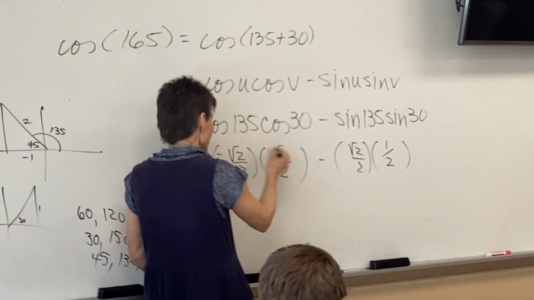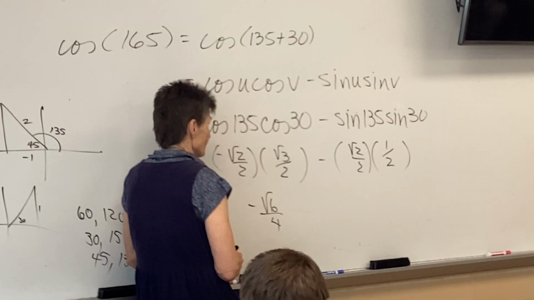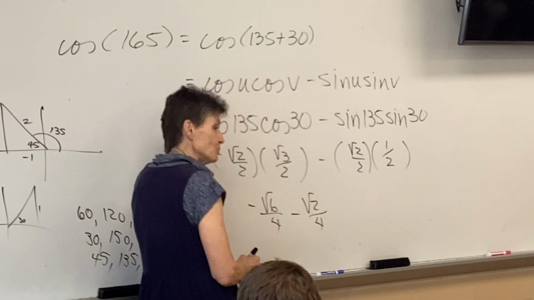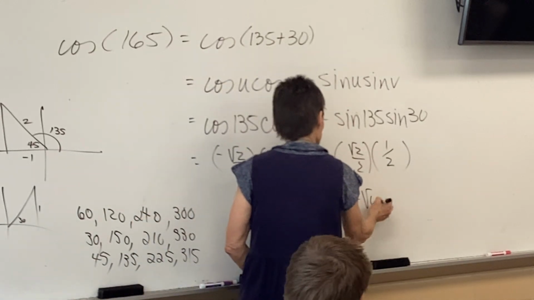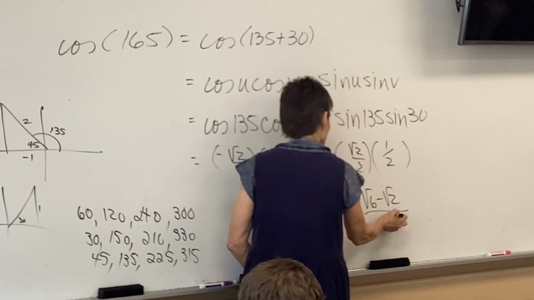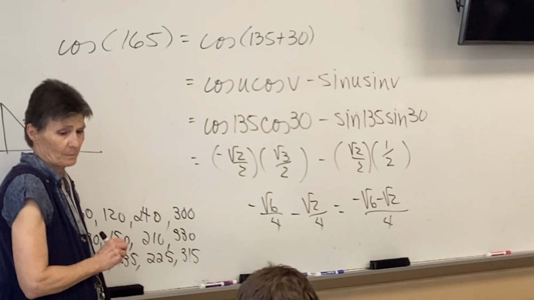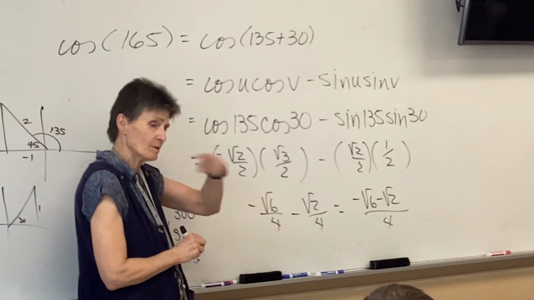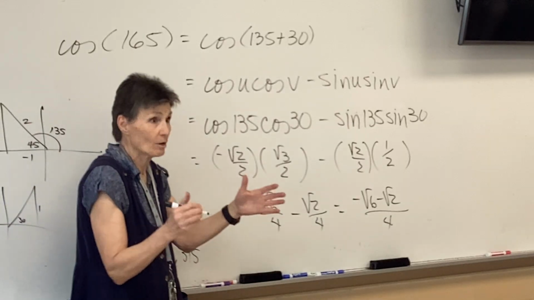So multiplying, negative root 6 over 4 minus root 2 over 4. Do not add those together. Negative root 6 minus root 2, all over 4. Now what do you notice about that answer and the answer we got to our first problem? They're very similar, aren't they?